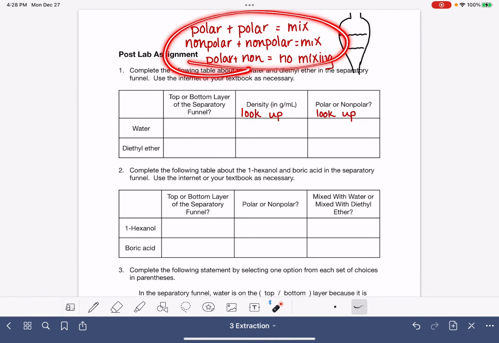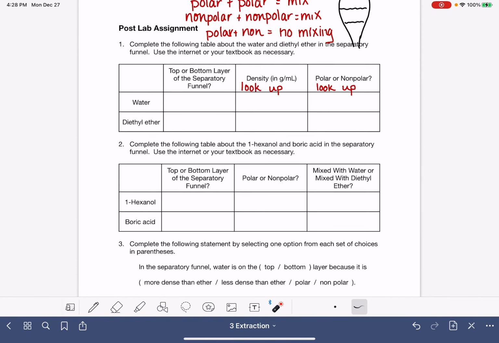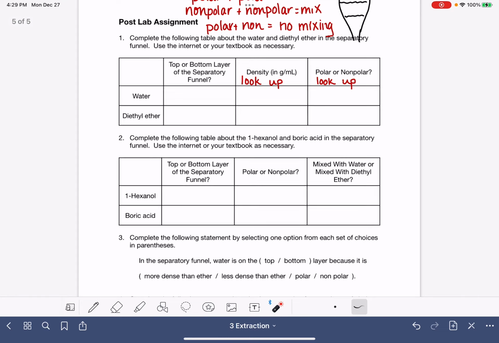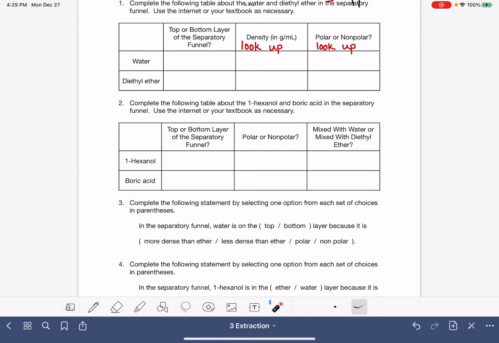Now, polarity doesn't really have anything to do with the position of stuff that's in the separatory funnel. Density, that is a reflection of how heavy a substance might be or what its mass might be. So you keep that in mind, density versus polarity. What's going to cause water to float up on the top or sink down on the bottom? Is it going to be its density, or is it going to be its polarity?